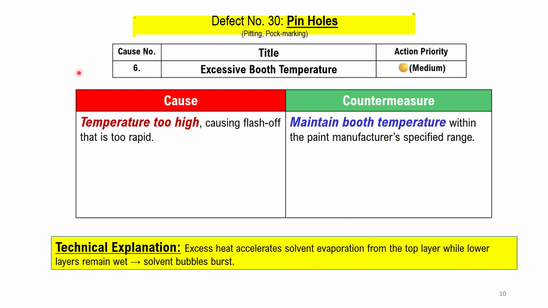Number six probable cause is excessive booth temperature. That is, the temperature is too high, causing flash-off that is too rapid. Excess heat accelerates solvent evaporation from the top layer while the lower layer remains wet. Solvent bubbles burst, resulting in pinholes. Therefore, the countermeasure is maintain booth temperature within the paint manufacturer's specified range.